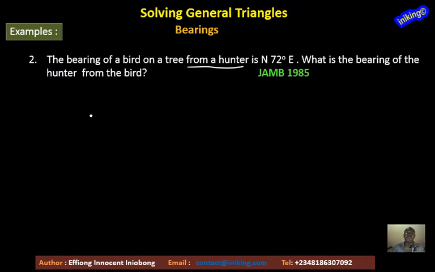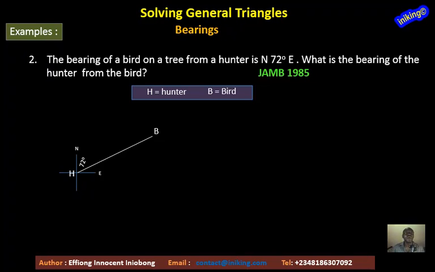The bearing of the bird from a hunter is 72. So we are going to use H to represent our hunter, and we'll use B to represent our bird. So we have there 72 degrees, as you can see the bearing there. That's the north, this is our east. So we have 72 degrees east of north. So from the hunter to the bird, that's the bearing. Now the question is asking, what is the bearing of the hunter from the bird?